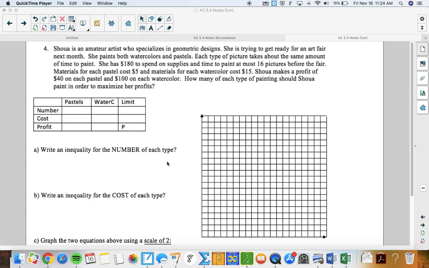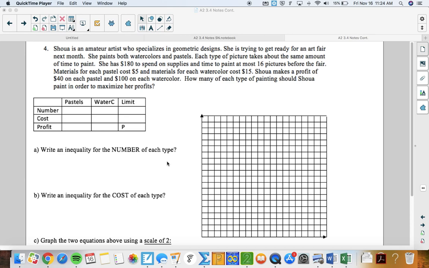Materials for each pastel cost $5, and materials for each watercolor cost $15. Alright, so she's got this cost that she definitely has limiting her. Shua makes a profit of $40 for each pastel and $100 for each watercolor. How many of each type of painting should Shua make in order to maximize her profits?